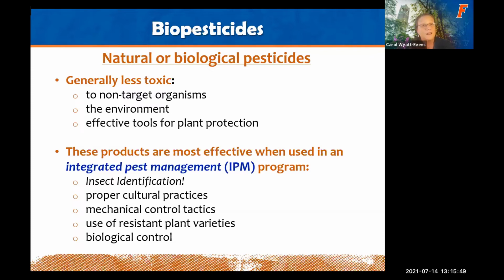So after you do that insect identification, other practices should then be applied before you turn to the use of pesticides. So these are going to be your cultural practices, like planting a healthy, disease-free plant in the right place.